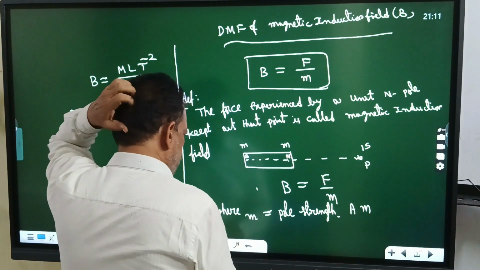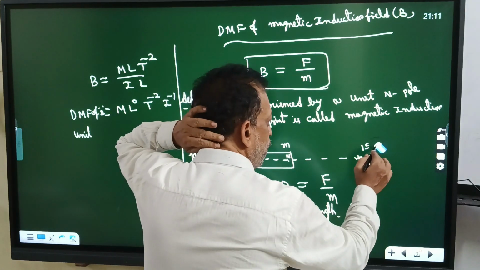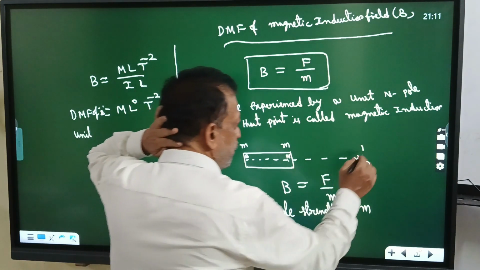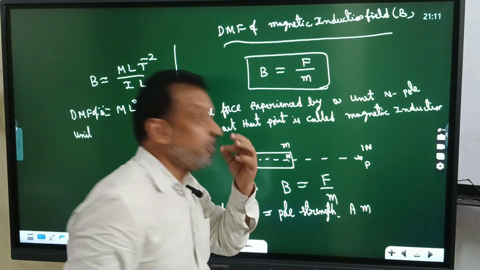Unit N pole, so influencing. Just another example I'll give you, then you can see. Now the fan is rotating. I am staying under the fan.